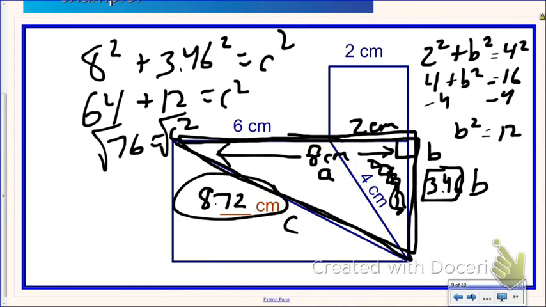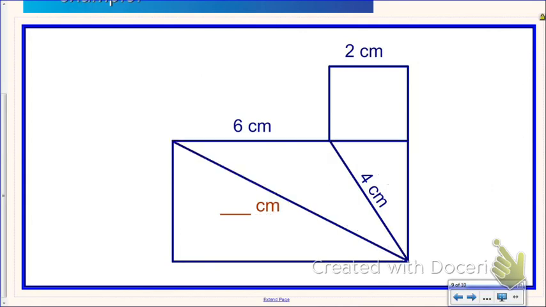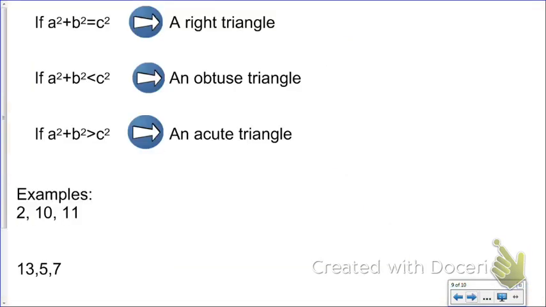There is one more rule that we're going to talk about quickly here, and that is that you can also use the Pythagorean theorem if you know all 3 sides of the triangle and you want to know if it's a right triangle, an obtuse triangle, or an acute triangle. So what we're going to do is plug the numbers into the Pythagorean theorem. If a squared plus b squared equals c squared, then it's a right triangle.